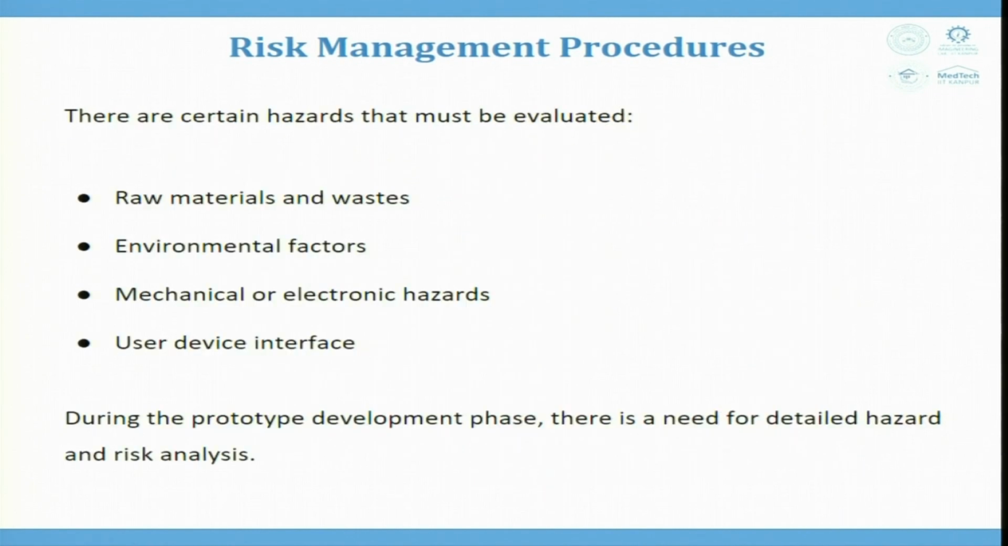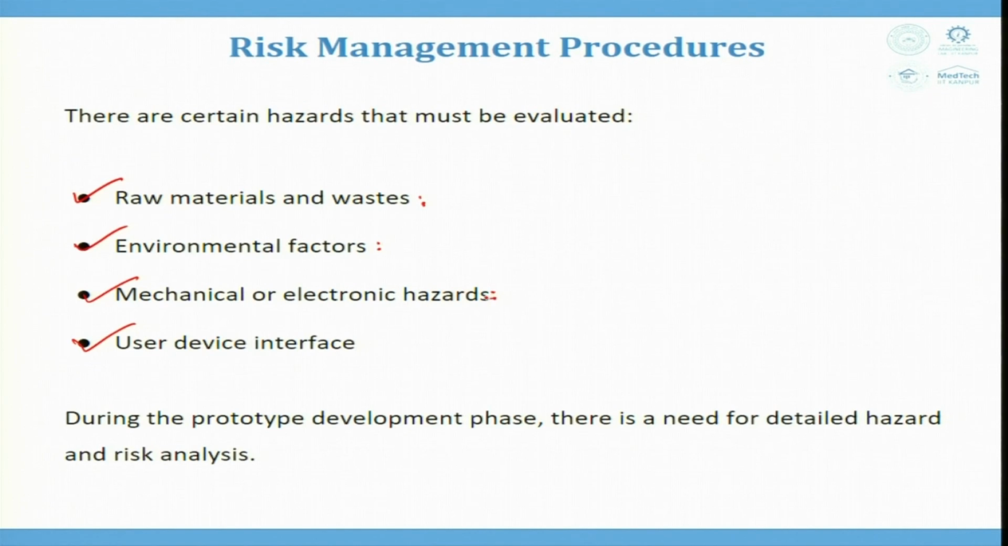So, there are certain hazards that must be evaluated: raw materials and wastes, environmental factors, mechanical or electronic hazards, user device interface. When I say raw material and waste, it is about toxicity, flammability and reactivity of the material. When I say environmental factors, I am talking about sensitivity to temperature, sensitivity to humidity and many such things.